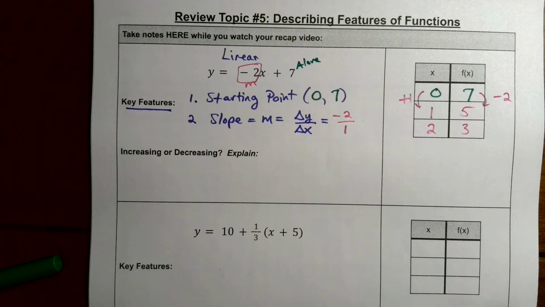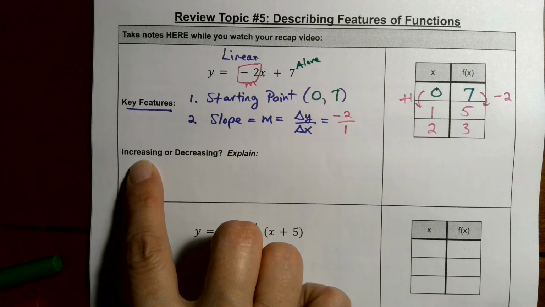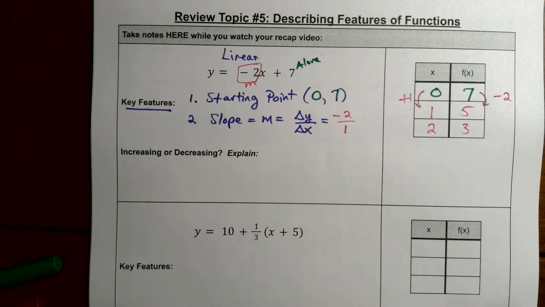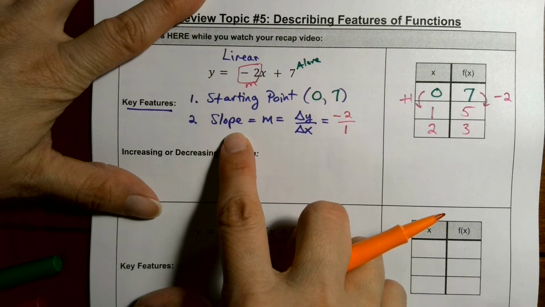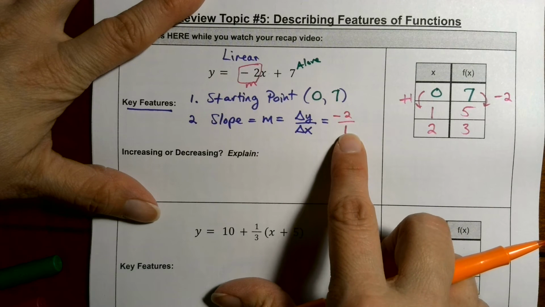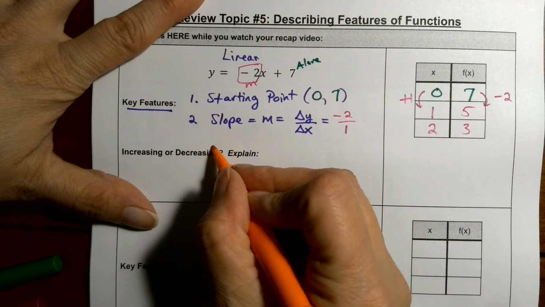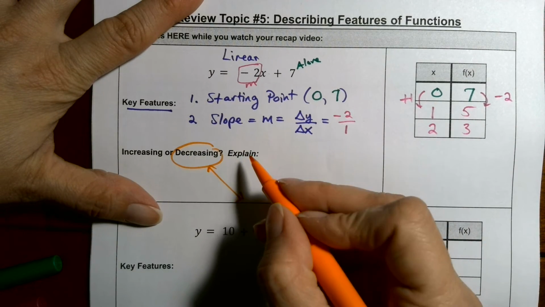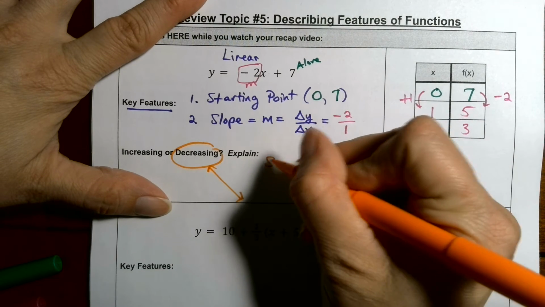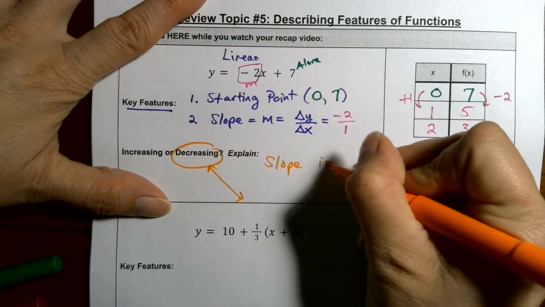Key features are starting point and slope. Is this line increasing or decreasing? The way that we know that is by examining the slope. So this slope right here is negative, so the line would be decreasing. It's going to be going downhill. And the reason I know that is because the slope is negative.